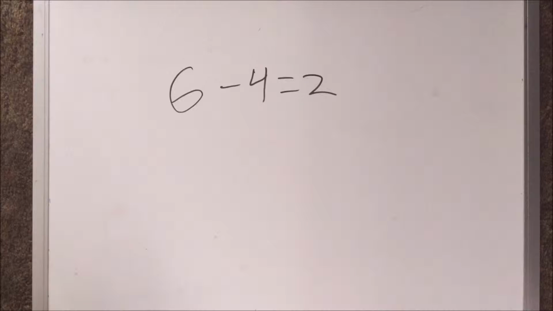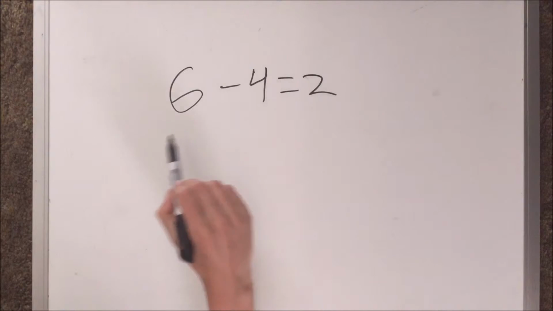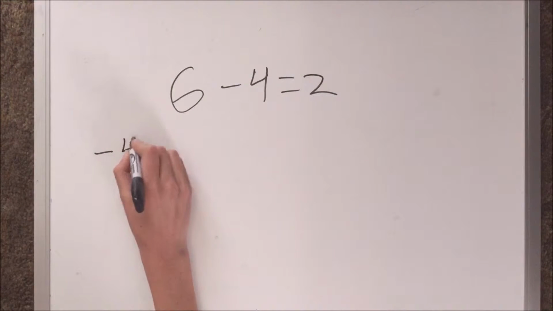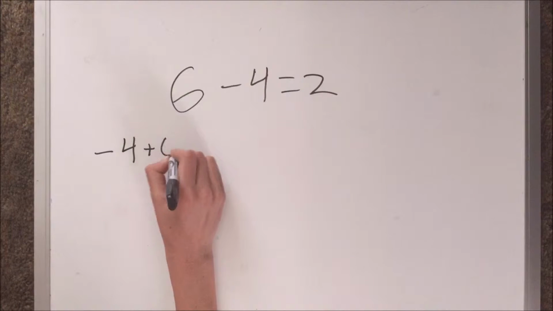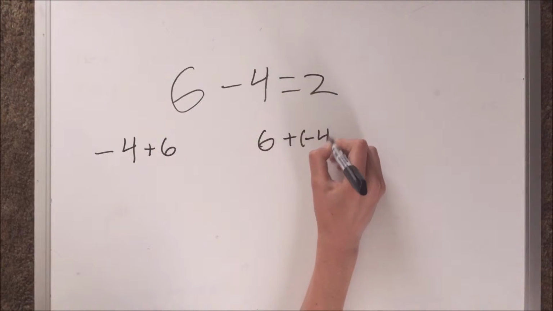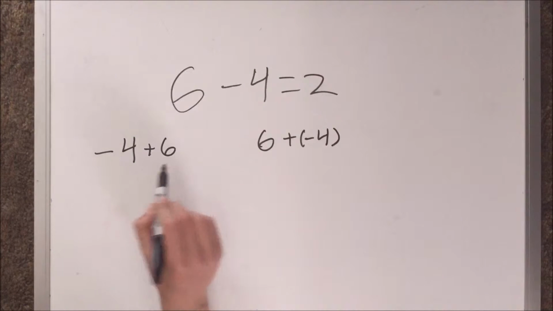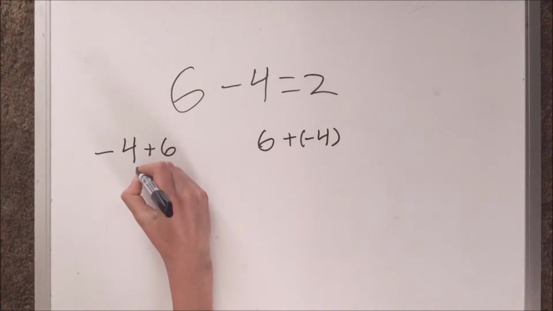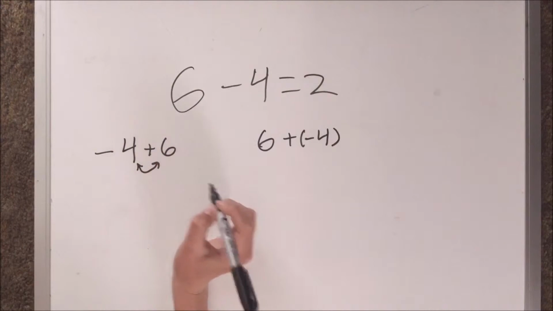Subtracting integers can be confusing, especially if they're written in an odd way. Take, for example, 6 subtract 4. This equals 2. But what if it's written -4 plus 6, or 6 plus -4? Writing it in one of these two ways can be confusing, but in fact, all three of them are the exact same problem. This one is the easiest to figure out because you just switch the two operations.